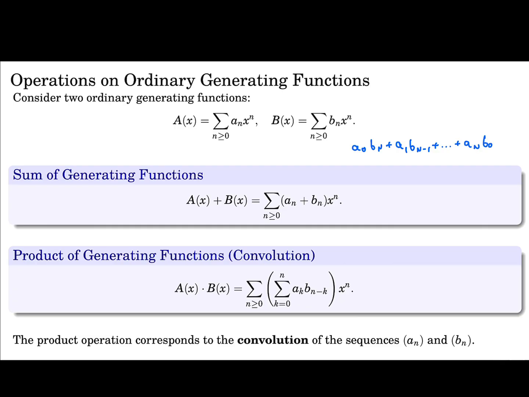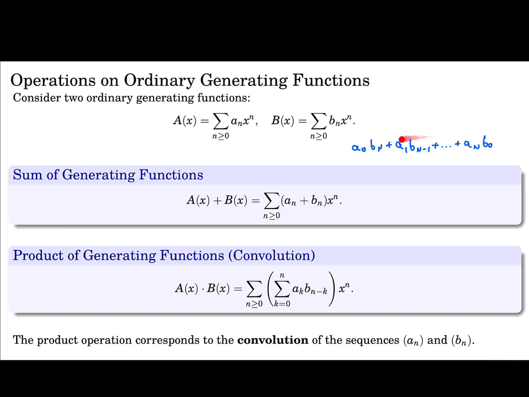If you think about this, a0 has an x to the power of 0 and bn has an x to the power of n. So when you multiply these two, you get an x to the power of n. a1 has an x to the power of 1, and bn minus 1 has an x to the power of n minus 1. When you multiply those, the x also becomes n. And so this gives you all the ways that you're going to get an x to the n.